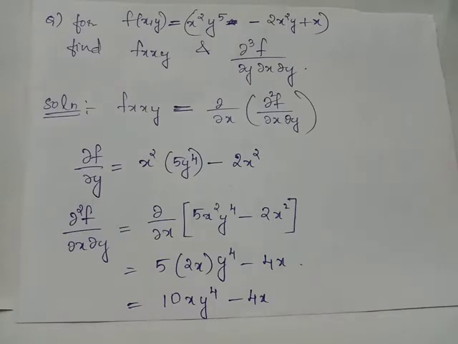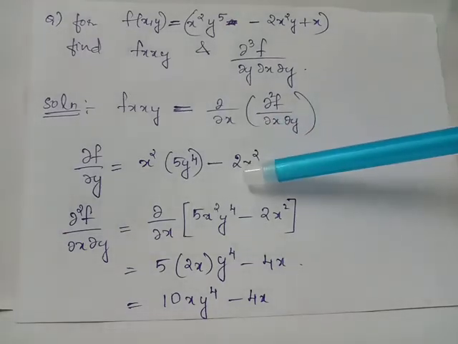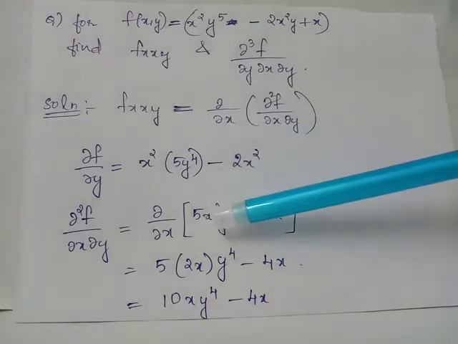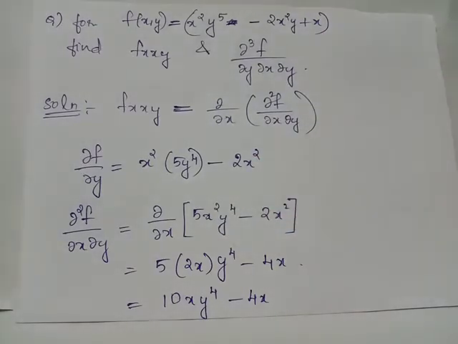Now, in order to evaluate ∂²f/∂x∂y, we have to take the derivative of this expression with respect to x, treating y as a constant. When 5x²y⁴ is partially differentiated with respect to x, treating y as a constant, we will have y⁴ into 5 into the derivative of x² with respect to x. The derivative of x² with respect to x is 2x. Therefore, we have the first term 5 into 2x into y⁴.